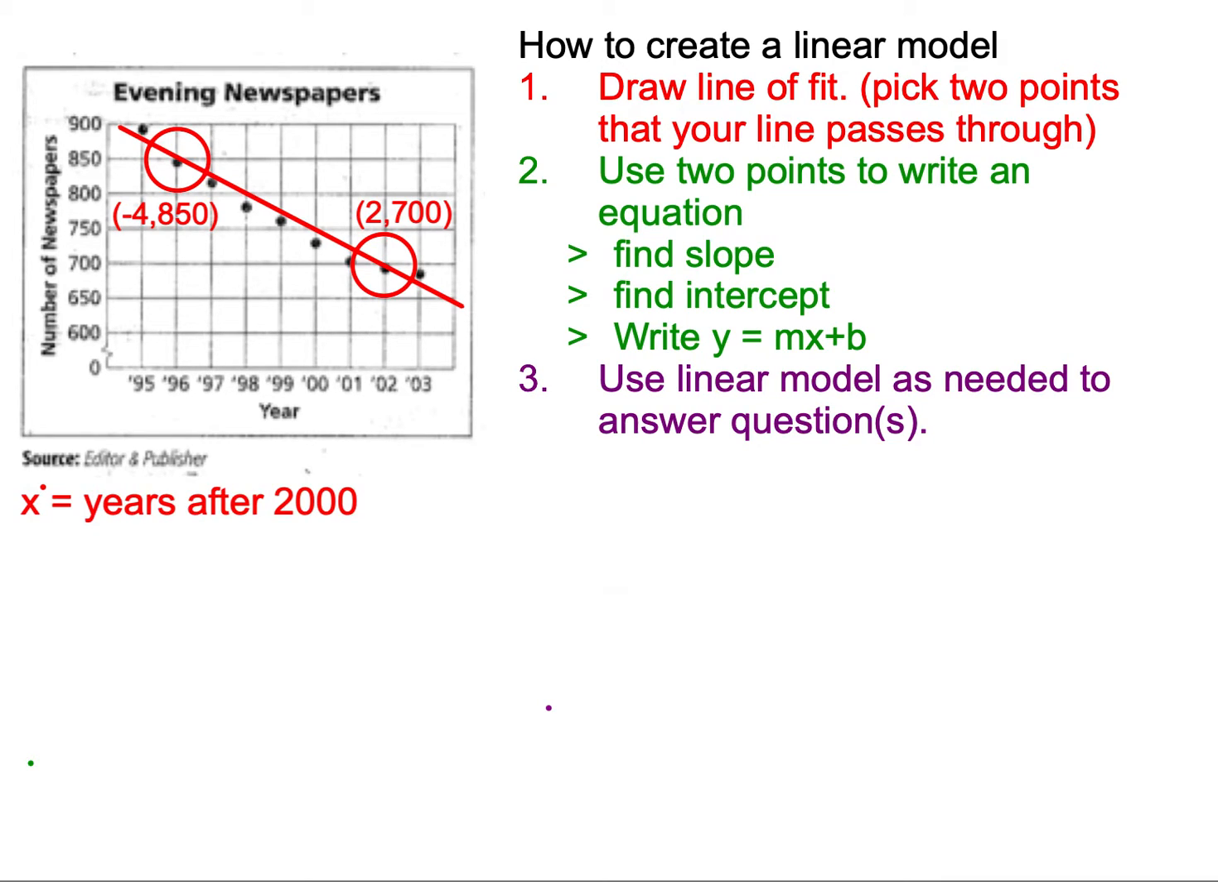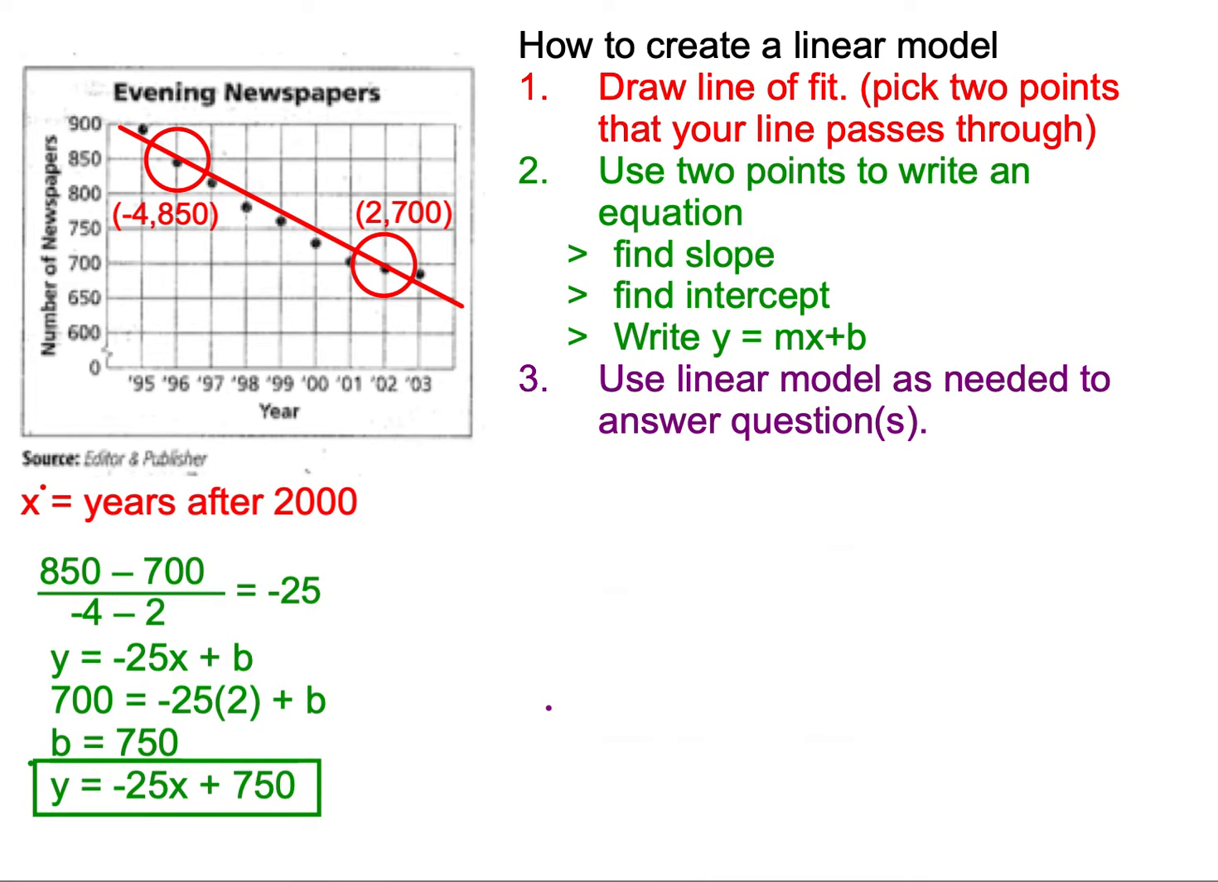Next, you're going to use the 2 points to write an equation. Remember the steps there. You first find the slope. You do your subtraction fraction. This is 850 minus 700, the y's subtracted. And then on bottom, -4 minus 2, the x is subtracted. You reduce that down, we get a slope of -25. And then you do your y equals mx plus b. You plug in a point. I plugged in 2, 700. You solve down for b. And then you get your equation, y equals -25x plus 750 in this situation.